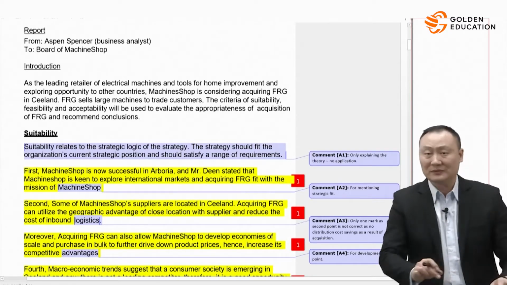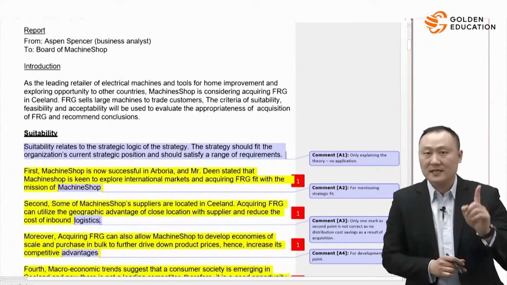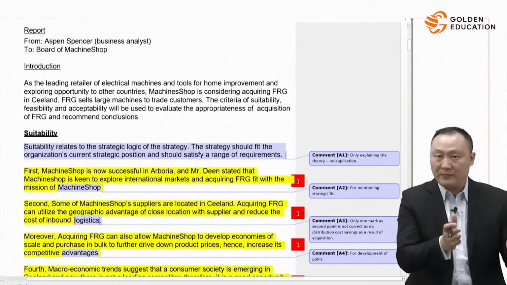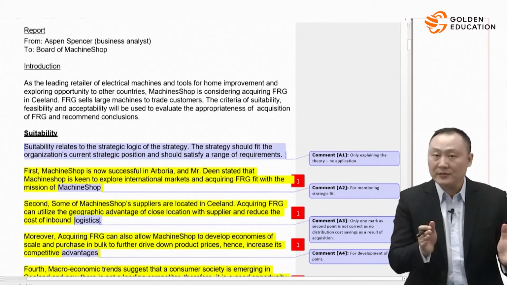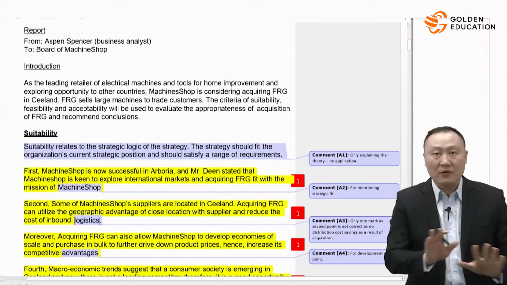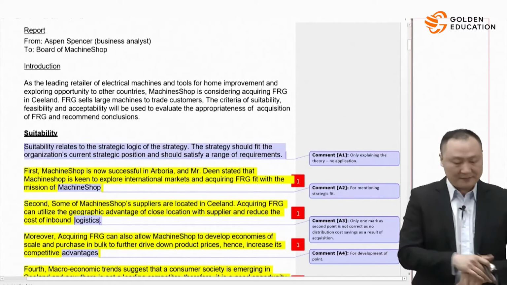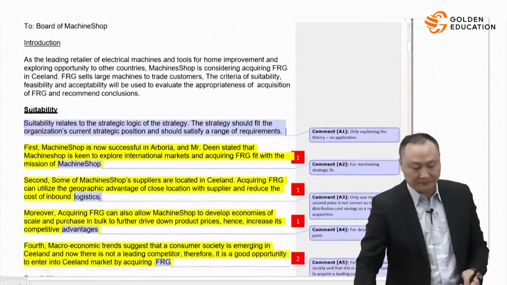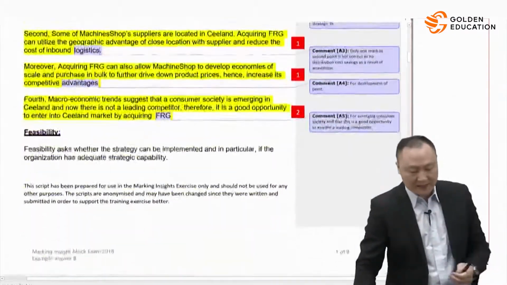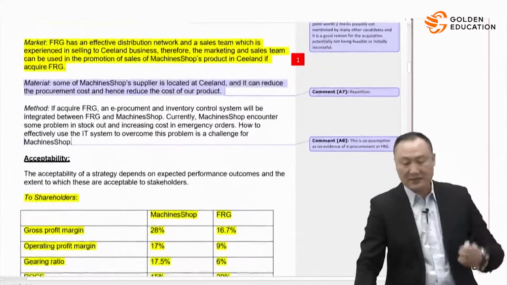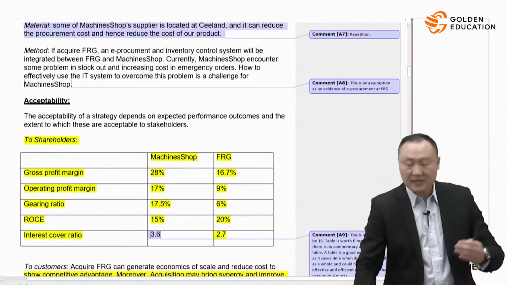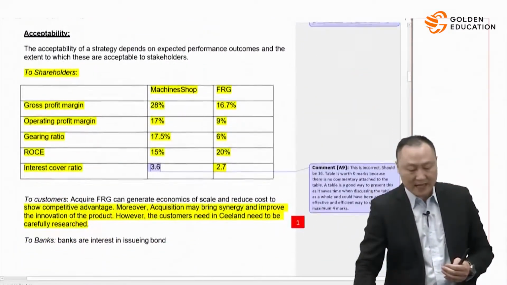To make it simple, only two points. First point, the aim of your report. Second, the method of your evaluation. Full enough, right? Memorize that. So, suitability, feasibility, acceptability. This is correct. This is the correct way to do the analysis.